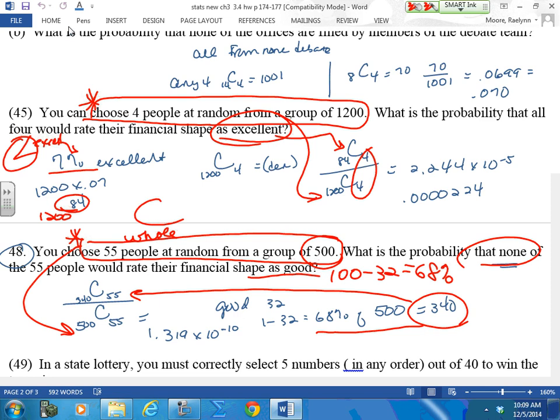So do you understand how this is going? This kind of gave you a random 55 people from this group. This is any 55 people from this group. This is your generic, any 55. That's your bottom number. Your specific number, and they made this tricky because they said none said good. So you had to take the good out of there and do the rest. So you had 68% that didn't say good. So you had to find 68% of what? Of your 500. Yeah, this one is a little tricky in the setup.